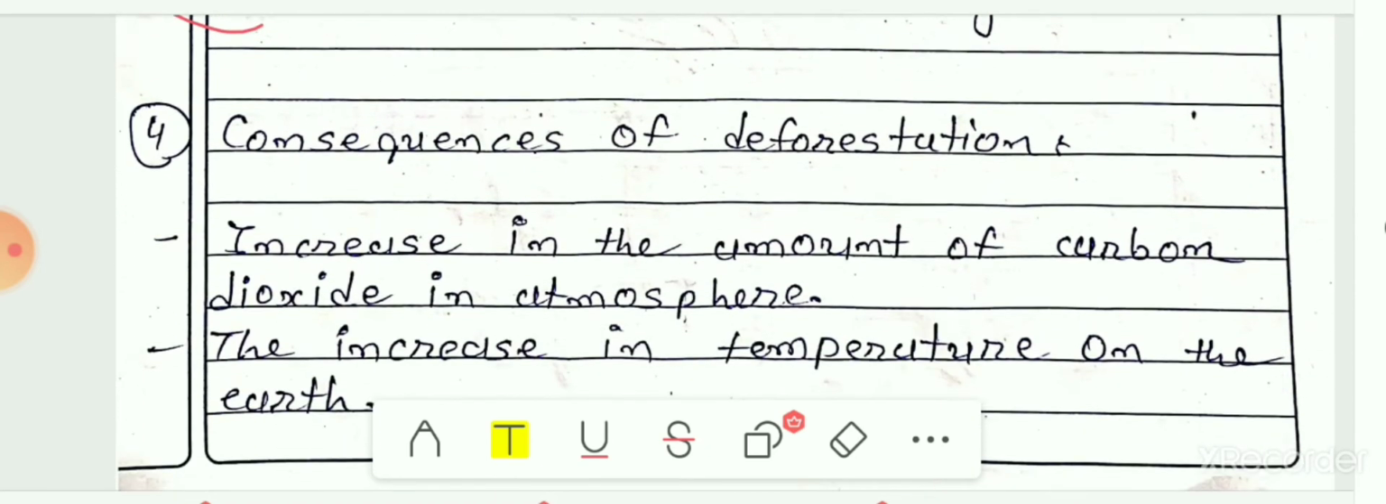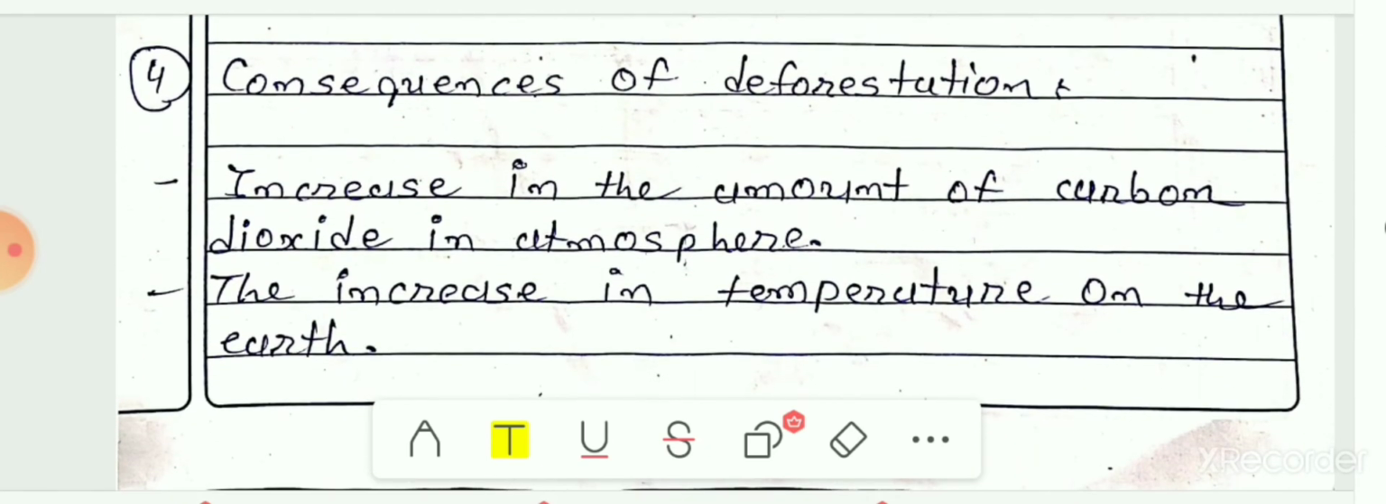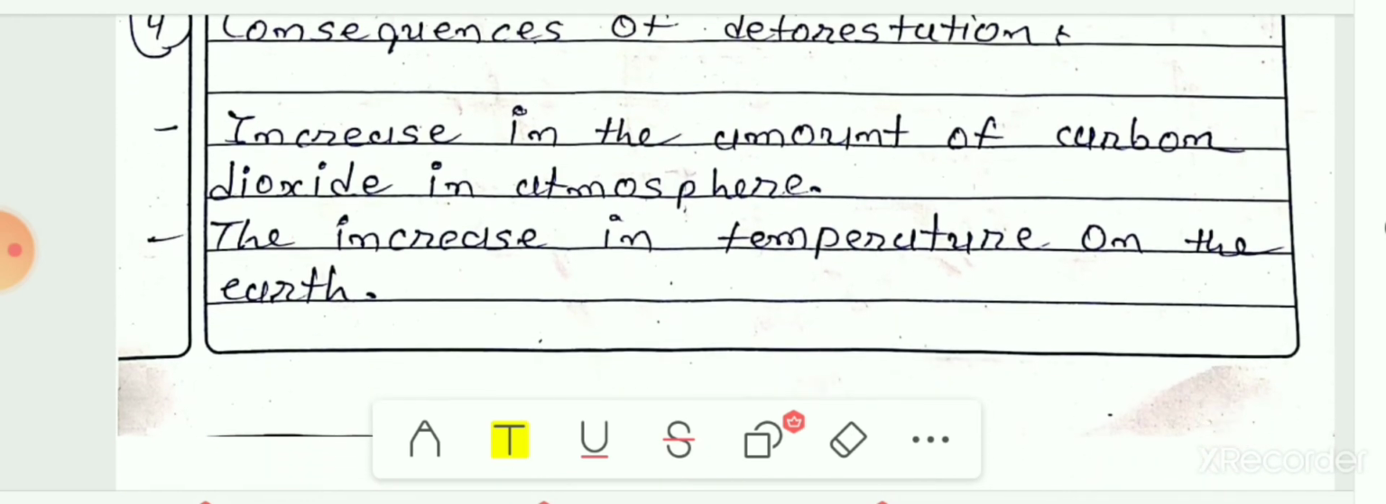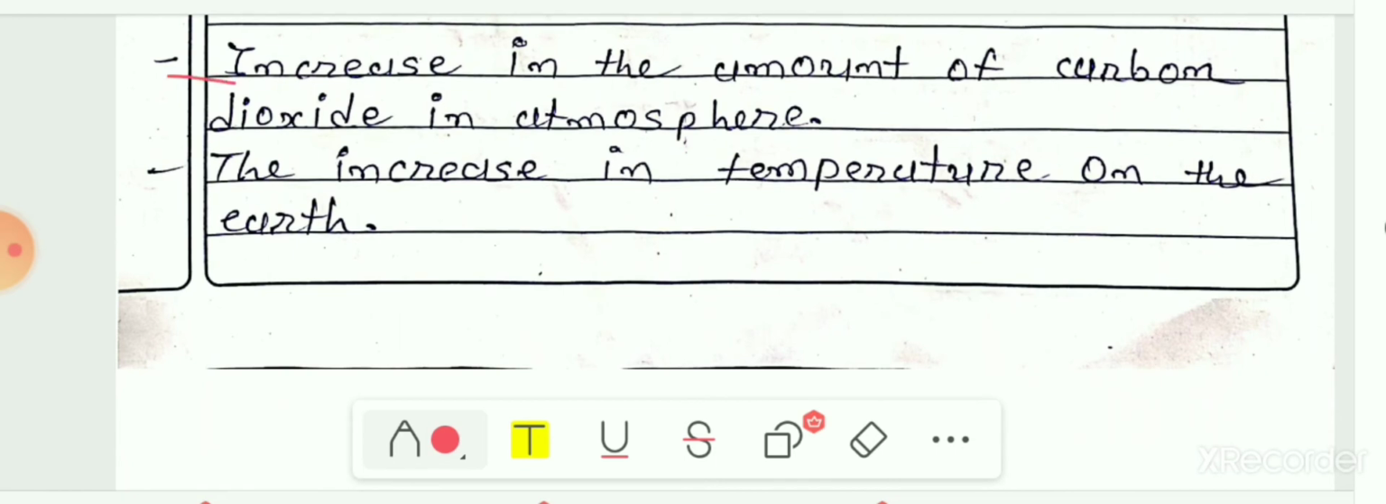The fourth question in this paper was, state the consequences of deforestation, or you can say the results of deforestation. Here the consequences of deforestation are given to you. First, an increase in the amount of carbon dioxide in the atmosphere. Because of deforestation, the number of plants or trees decreases, so that's why the amount of carbon dioxide will increase in the atmosphere.